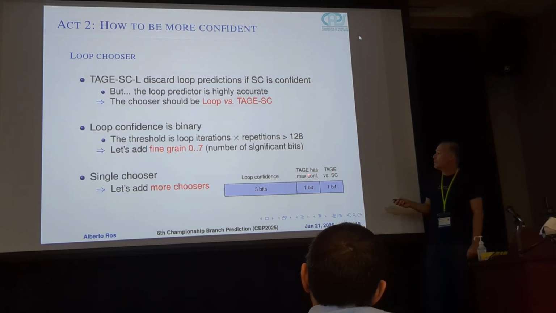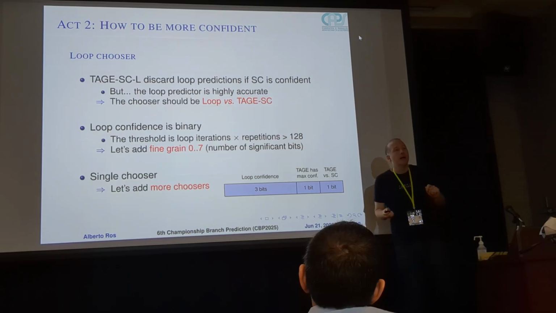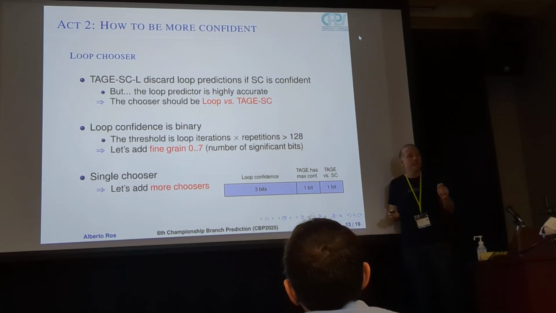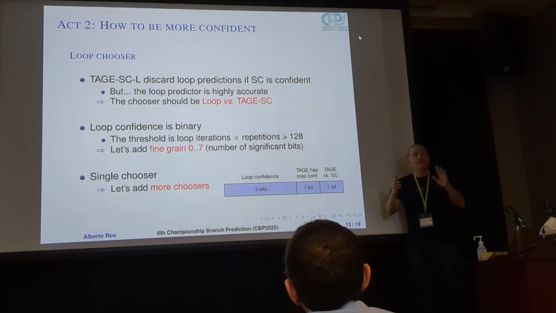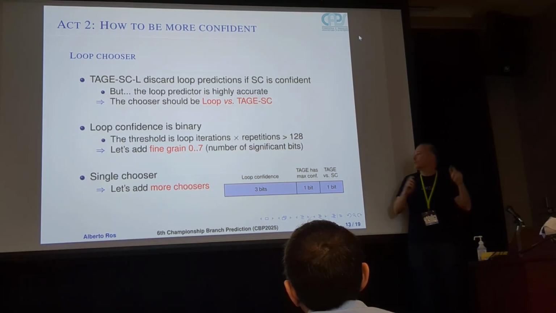I also put the confidence of TAGE and the confidence of SC to be able to do a good choice. This is 5 bits, so we need 2 to the power of 5, 32 entries, choosers, okay? And they are the same choosers, that go high when the predictor is on one side and low when it is the other one, and we choose depending on that.